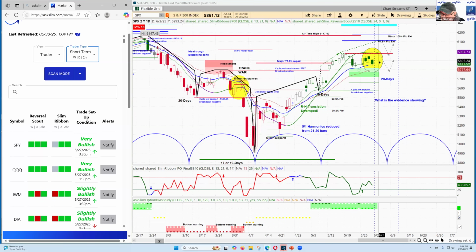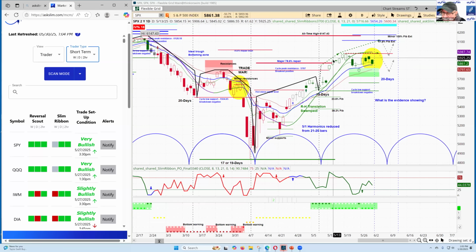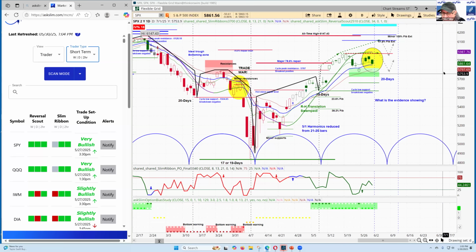Now, I have this highlighted and I have some arrows in here. I want to talk about this. First of all, what's interesting is that you could see that this rally right over here didn't quite get up to there, and now it's turning down.